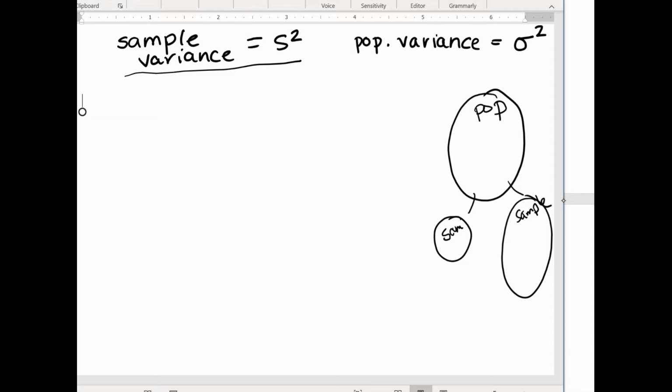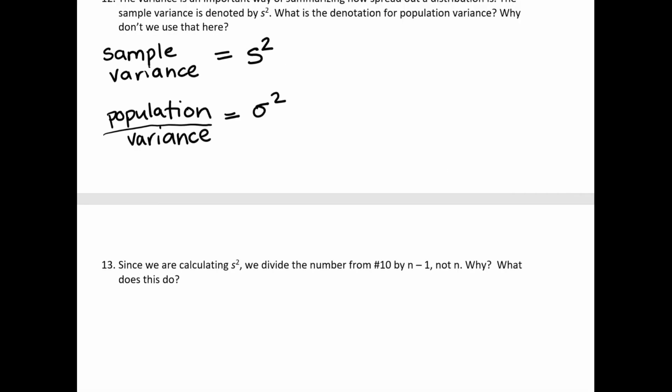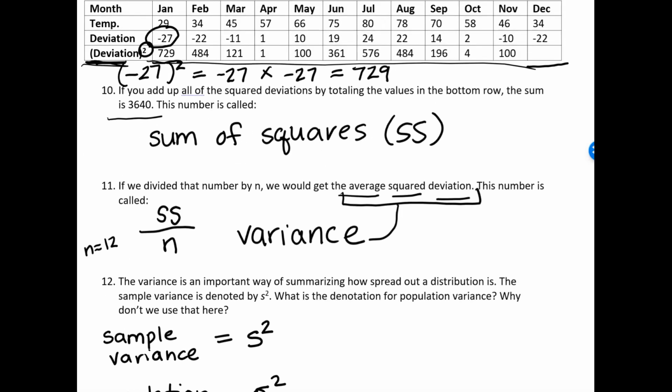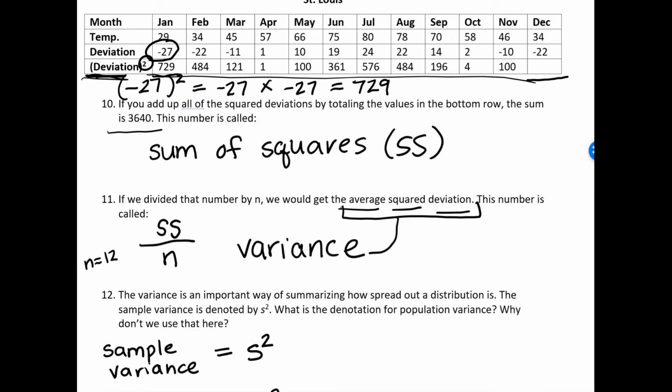So for the population variance, to get this sigma squared, we do what we just did in the temperature example. Going back here, what we did was add these all up and you get 3640, which is the sum of squares. And then if we ask, okay, well, what's the variance? 3640 divided by 12, then that would give us the variance.